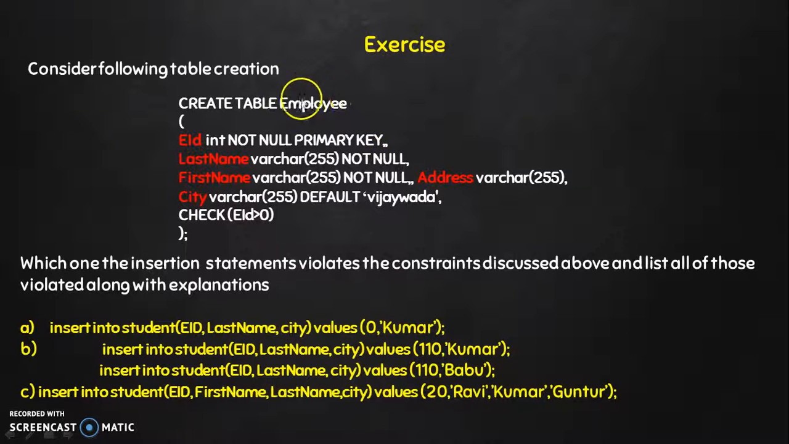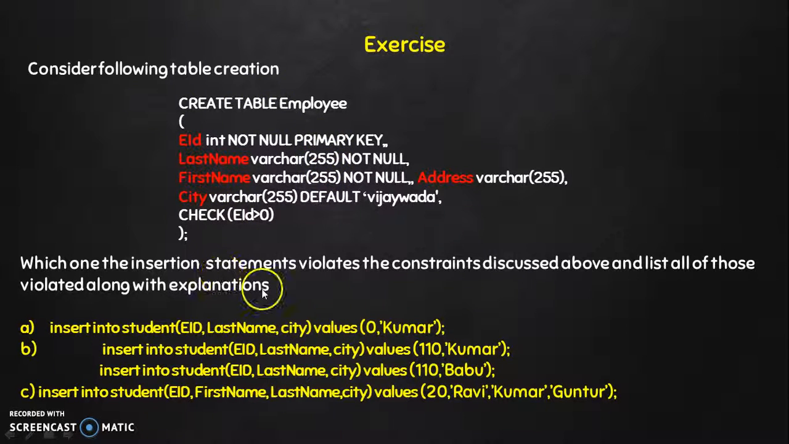So here we have an employee table that contains different types of attributes. Here we have applied different types of constraints like not null constraint, primary key constraint, as well as check constraint, as well as default constraint. So we are creating an employee table with different types of constraints.